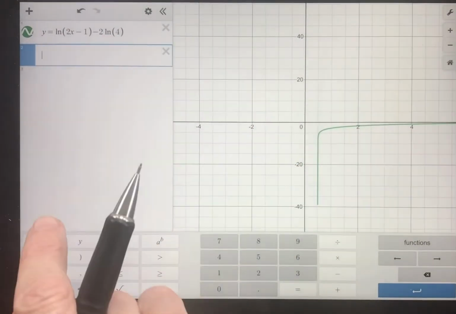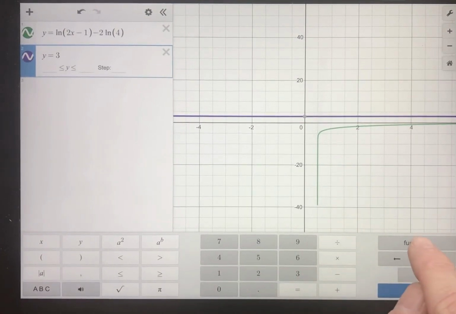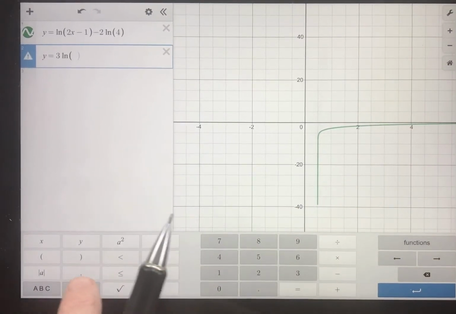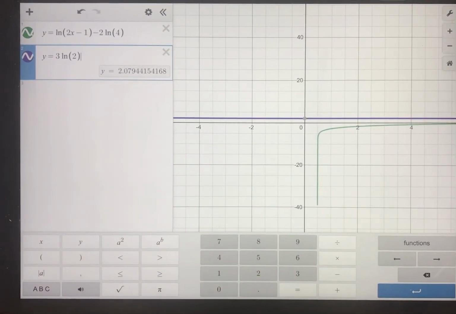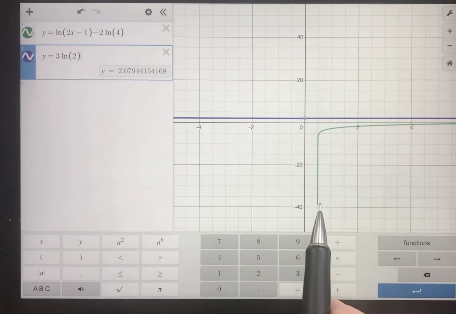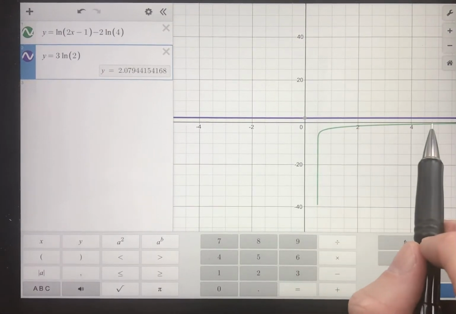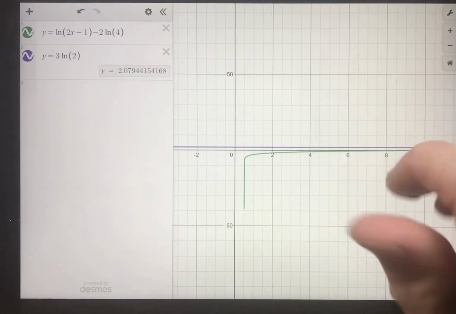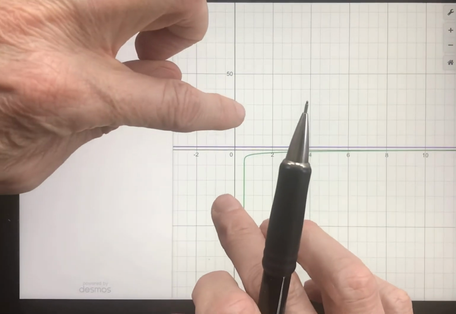And now let's go to our second graph, which is y is equal to 3 times the natural log of 2. Okay, I'll close that. Well, there we have our graph. This one, the left side, is obviously coming up and then growing ever more slowly. But again, because it's a log function, they're going to intersect. The question is, where do they intersect?